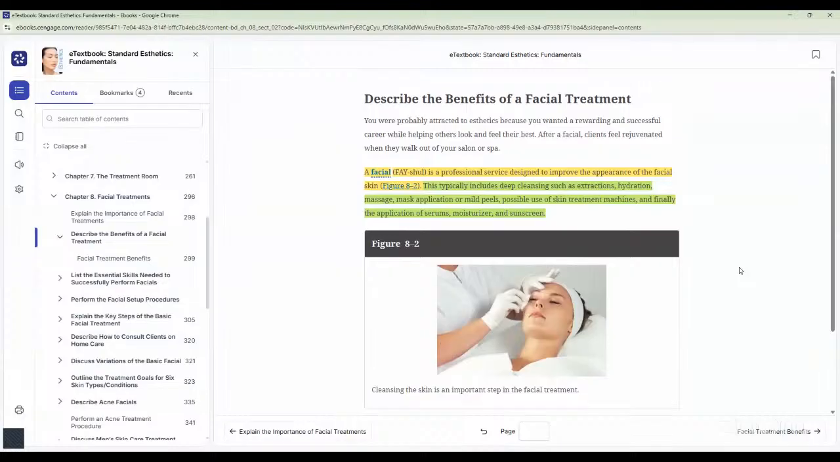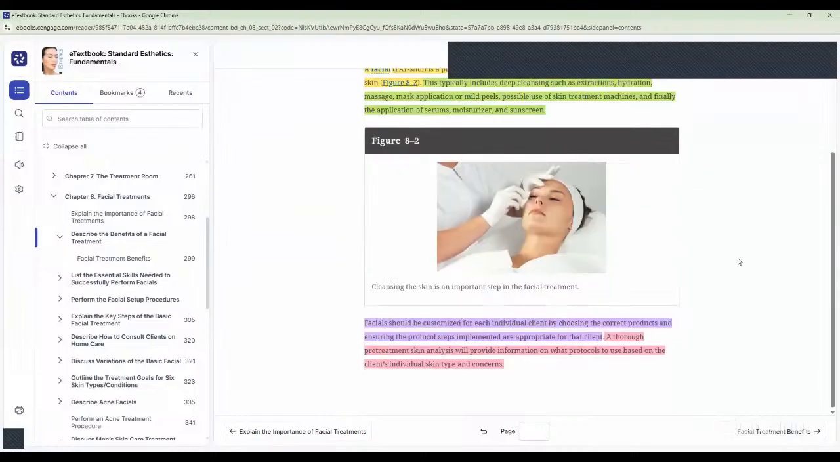includes deep cleansing. The basic facial is a professional service designed to improve the appearance of the skin. It typically includes deep cleansing, such as extractions, hydration, massage, masks, or mild peels. Depending on the skin type or what's going on with the skin, possibly use of skin treatment machines, and finally, the applications of serums, moisturizer, and sunscreen. I call that the Holy Trinity that's usually used at the end. So it's always amazing.